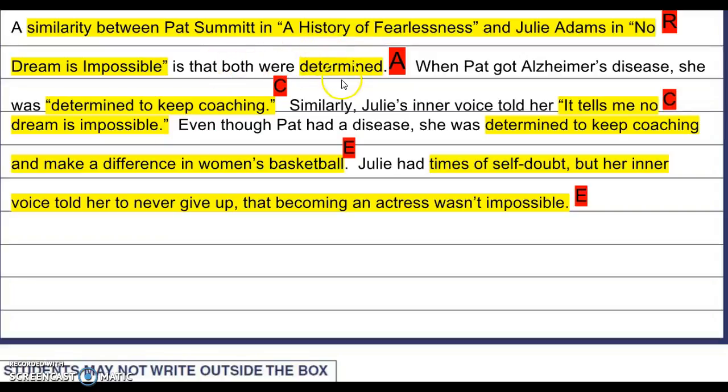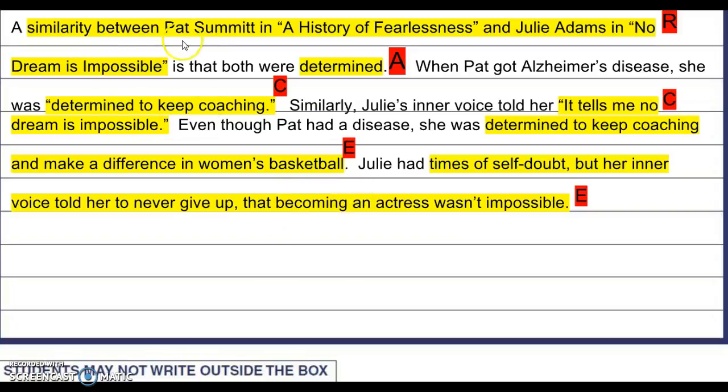Okay, so I've answered the question about the two texts together. They were both determined. In the first text, she was determined. In the second text, she was determined. Okay, now what do I have to do as my last step? Well, the question said explain your answer. So even though Pat had a disease, she was determined to keep coaching and make a difference in women's basketball. There's my explanation for that text. Julie had times of self-doubt, but her inner voice told her to never give up, that becoming an actress wasn't impossible. So now I've explained how each of these were determined and how these quotes support that.